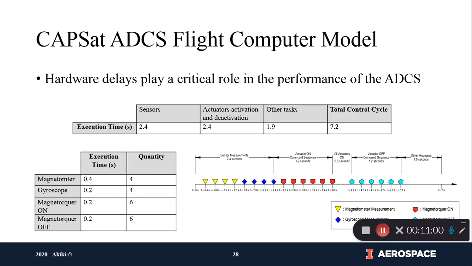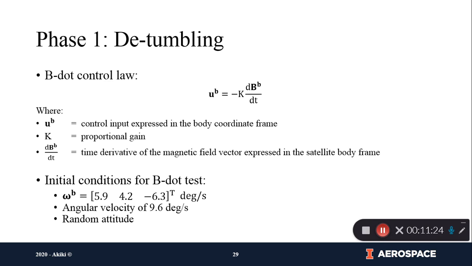So the ADCS flight computer in CubeSat is not the fastest. Each control cycle takes about 7 seconds to execute, of which 2.4 seconds is allocated to reading sensor data, 2.4 seconds to activate and deactivate all of our actuators, which are magnetorquers, and then we have a bunch of other tasks running in the background. So it was very important to include these hardware delays in our emulation of the flight computer.